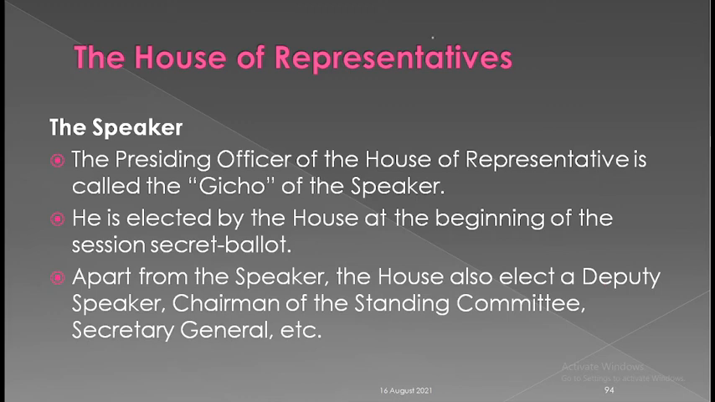The Speaker. The presiding officer of the House of Representatives is called the Gicho, or the Speaker. In the case of the House of Councillors, it is the President. Here it is the Speaker. He is elected by the House at the beginning of the session by secret ballot. Apart from the Speaker, the House also elects a Deputy Speaker, Chairman of the Standing Committee, Secretary General, and other officials.